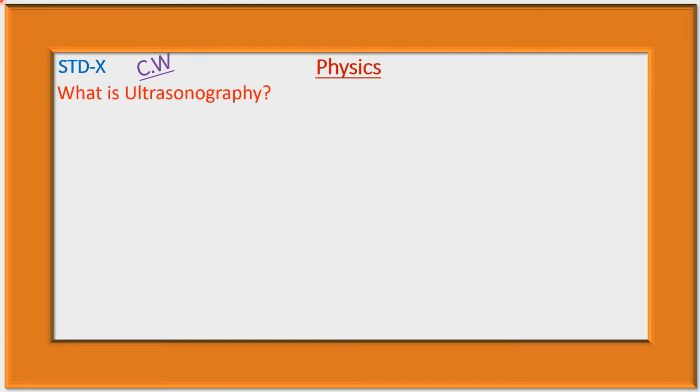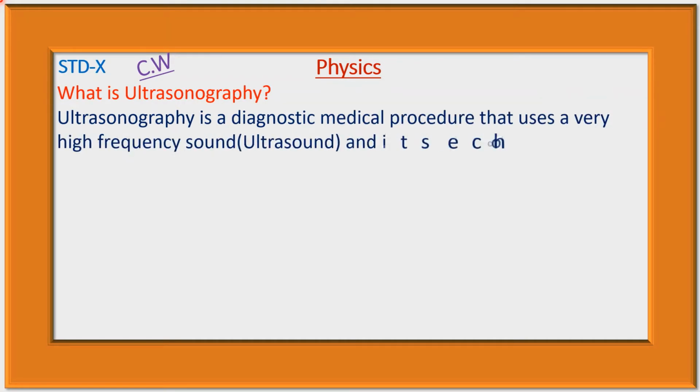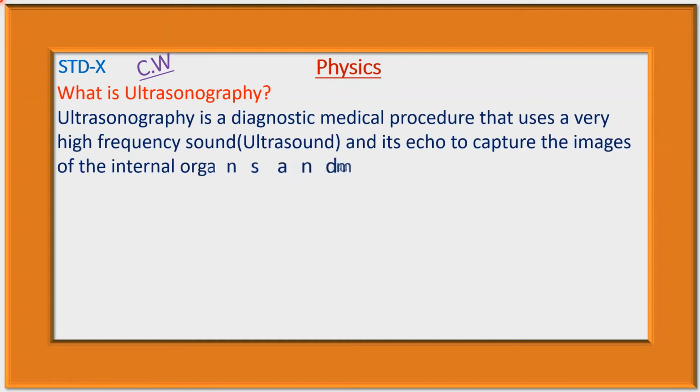What is ultrasonography? Ultrasonography is a diagnostic medical procedure that uses a very high frequency sound, that is ultrasound, and its echo to capture the images of the internal organs and muscles of the body. That is, ultrasonography is an imaging technique in which a high frequency sound is used.